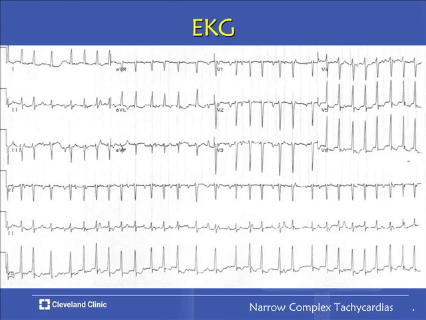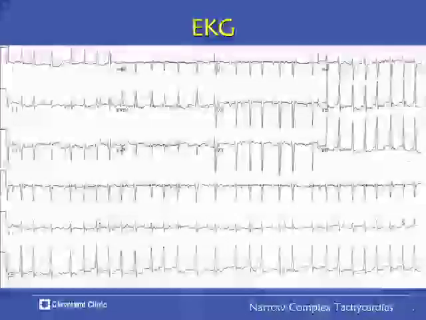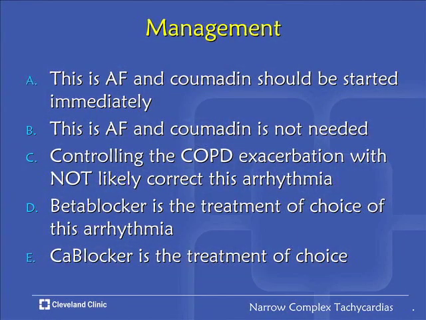So let's look at this EKG for a couple seconds. A patient comes in with a COPD exacerbation. What are we going to do with this EKG? The diagnosis is, in fact, atrial fibrillation, and we are going to start Coumadin. This is atrial fibrillation. However, Coumadin is not needed at this time.